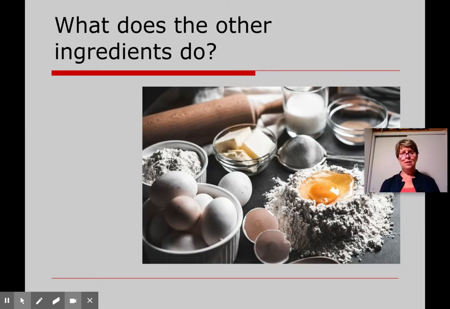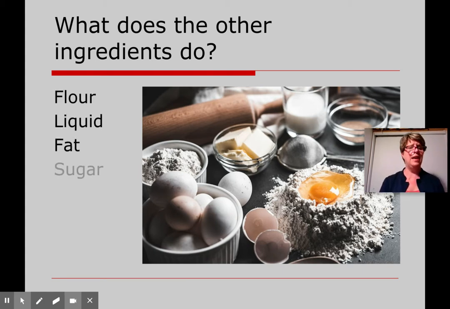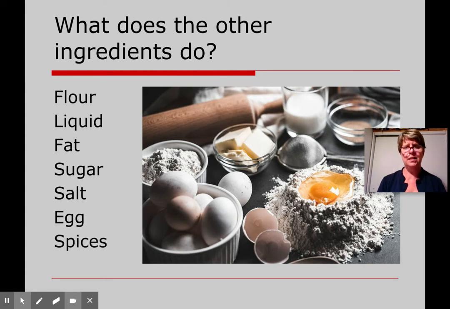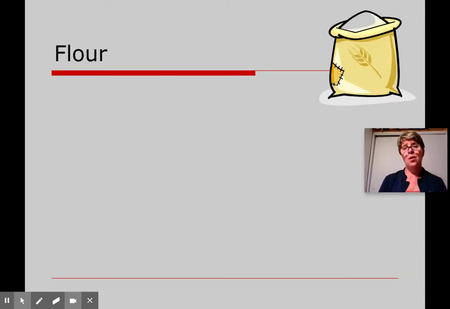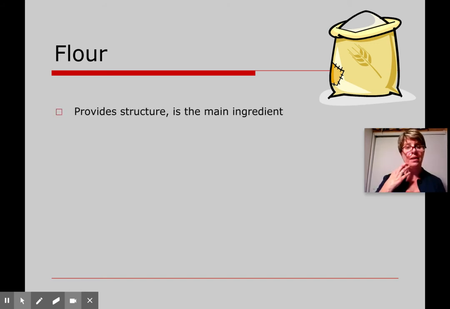So what do the other ingredients do? Okay, well, for instance, the flour and the liquid and the fat and the sugar and the salt and the egg, they all have some type of reasoning to be in the product. As well as the spices. So what do they do? What do they contribute to your quick breads? Well, for instance, the flour gives you the stability. It gives you the structure of your bread. Okay? It's the main ingredient.